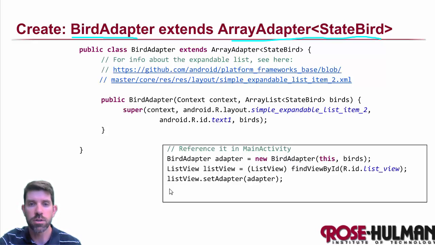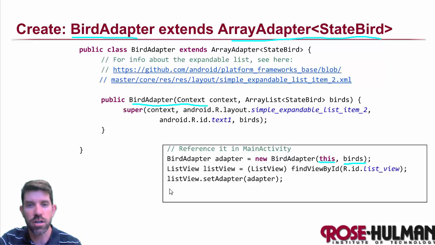And what we're going to do is have it so that our main activity passes in itself and the birds. That's what it knows about, and that's the minimum that it can get away with passing in. The layout will be hard coded within our adapter. So what is it going to do?